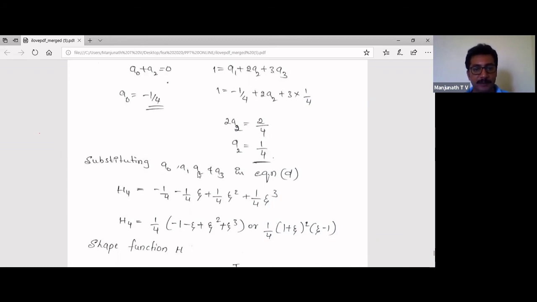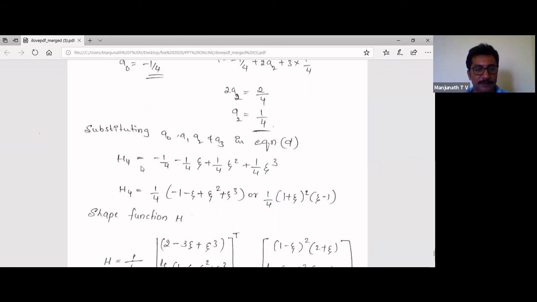If you substitute these values in equation number 4, then the h4 equation you are going to get is like this: minus 1 by 4, minus 1 by 4 zeta, plus 1 by 4 zeta square, plus 1 by 4 zeta cube. Then, simplifying and taking 1 by 4 as common factor, it remains with minus 1 minus zeta plus zeta square plus zeta cube. This is the shape function for h4.